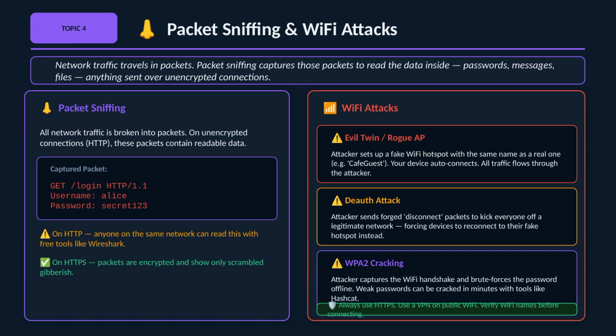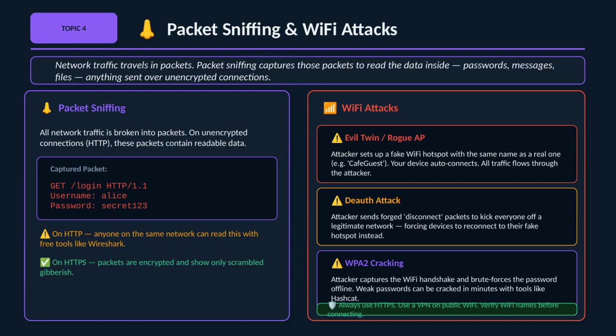Now let us talk about what actually travels across those networks and what happens when an attacker gets access to it. All network traffic is broken into small units called packets. On an unencrypted HTTP connection, these packets contain completely readable data. Using a free tool called Wireshark, anyone on the same network as you can capture these packets and read your usernames, passwords, and messages in plain text.